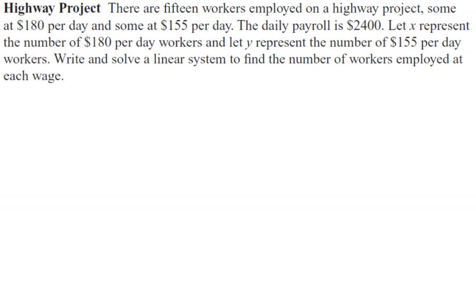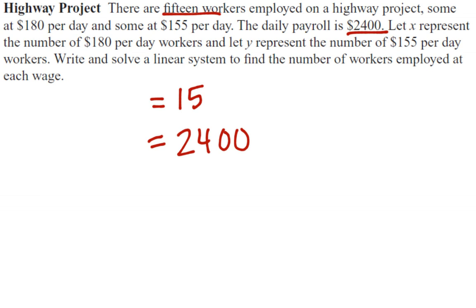You should probably pause the video lesson right now so that you can read through this problem really quickly, because I'm just going to proceed as though you knew what is being said here. We've got 15 workers, and that tells us a total count. We've got $2,400. That tells us a total value being spent on them. So let's set up those two equations right now. I've got a total of 15 in count of workers. I've got a total of $2,400.